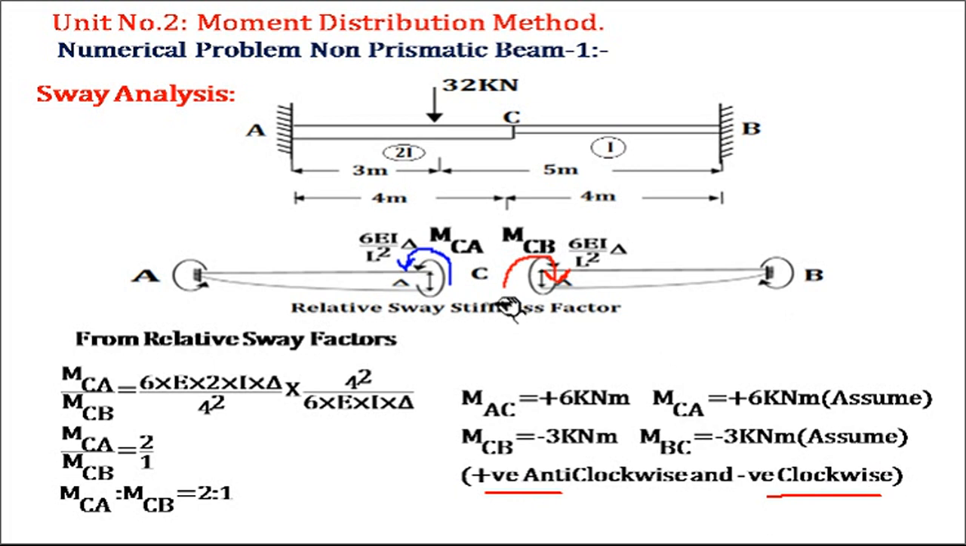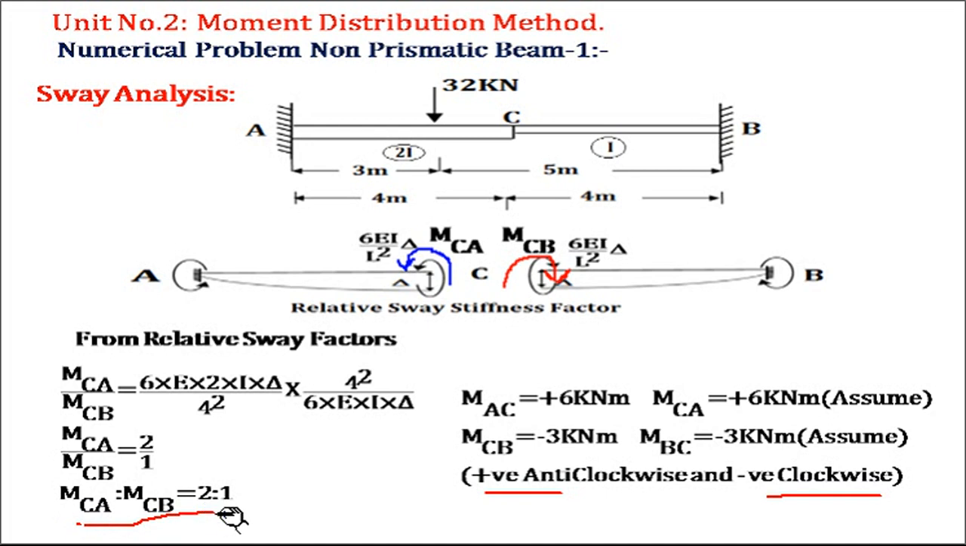Now here you have to find out the ratio of moment in CA and CB. This is the moment that is induced due to the sinking, that is 6EI delta upon L square. So moment in member CA will be 6 into E, into I is 2I, into delta, divided by L is 4 square. Similarly for CB, 4 square divided by 6 into E into I into delta. So here the ratio of the moment in member CA and CB is 2:1.